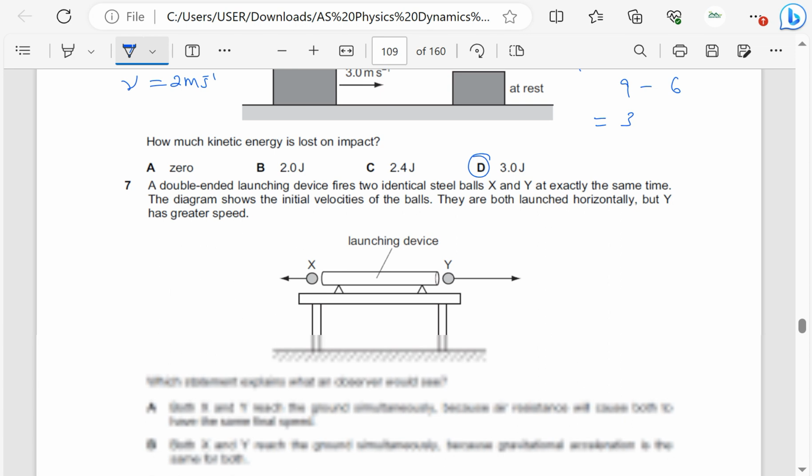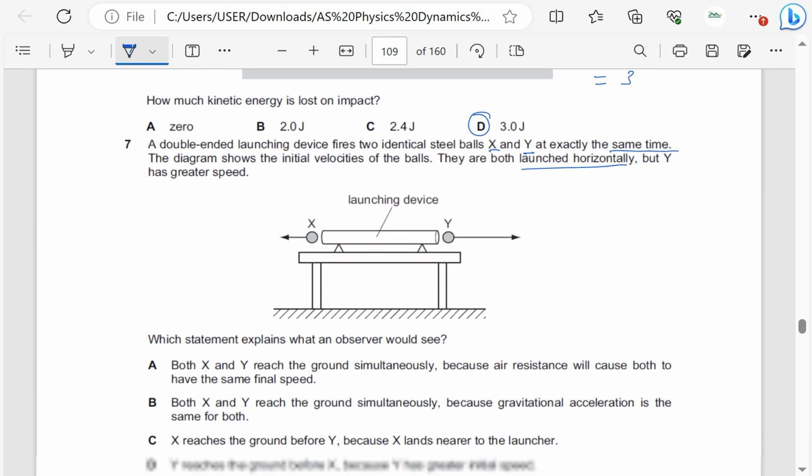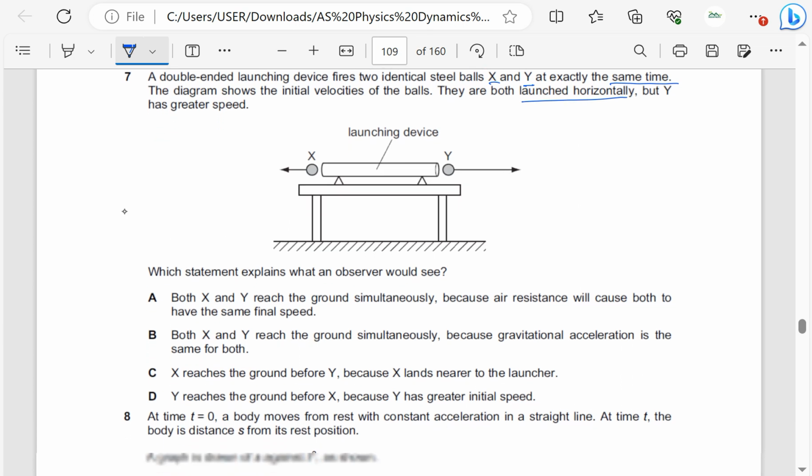A double-ended launching device fires 2 identical steel balls X and Y at exactly the same time. The diagram shows the initial velocities of the balls. They are both launched horizontally, but Y has a greater speed. Which statement explains what an observer would see? Y has a greater speed, so both X and Y reach the ground simultaneously. They are both launched horizontally. So I think the answer is going to be B.